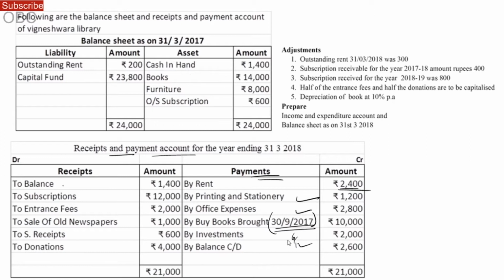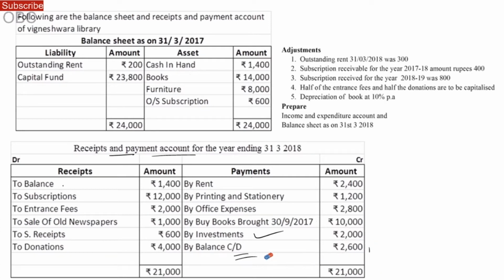This will be handy when we are calculating depreciation. It will be quite tricky if they give dates like this. Next, by investment. By investment, they're spending 2,000 rupees. Okay, nothing special there. Next, by balance carry down. By balance carry down is 2,600. We know where to transfer it. We will transfer it to the balance sheet on the asset side while starting the balance sheet.